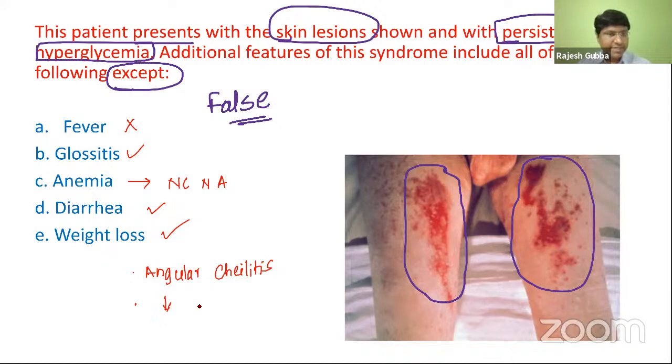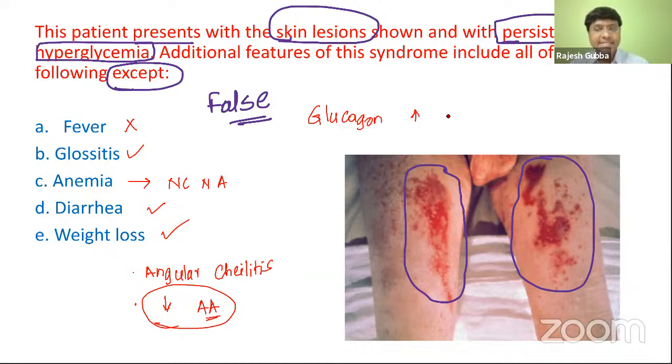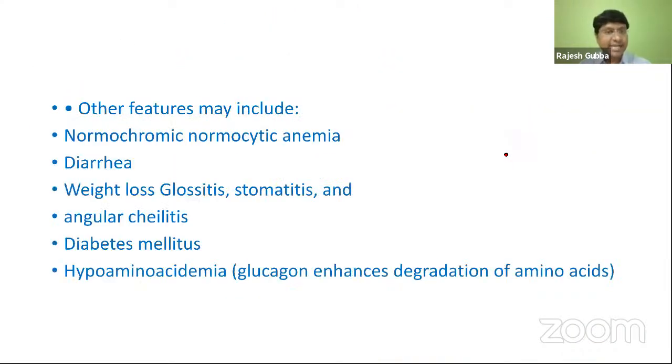They will also have a decrease in the amino acid levels. Now, why will there be a decrease in the amino acid levels? Very good. Shabnam Khan has answered hypoaminoacidemia. Why is that? Because glucagon will increase the amino acid degradation, and that is the reason why there will be hypoaminoacidemia in these individuals.